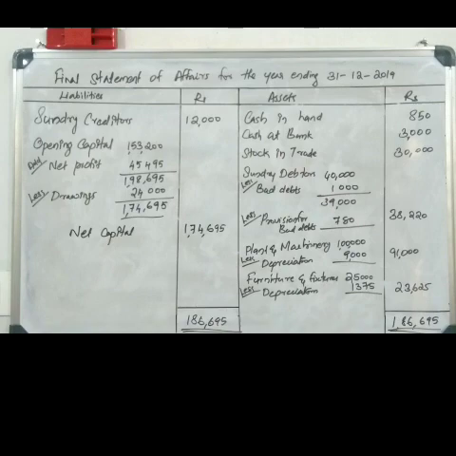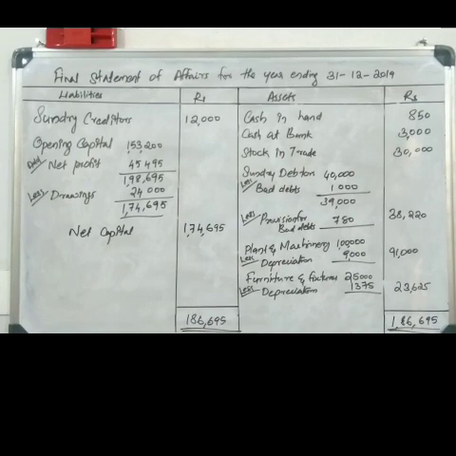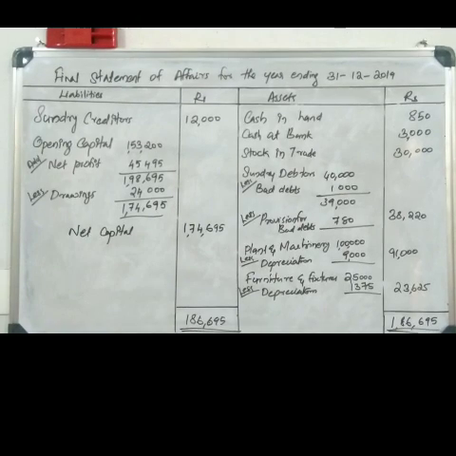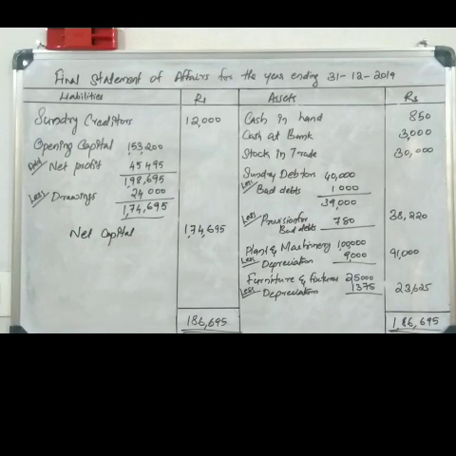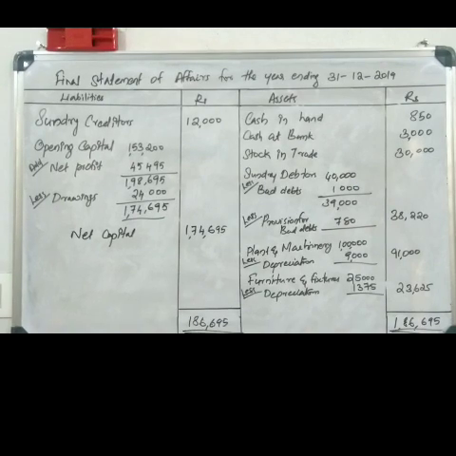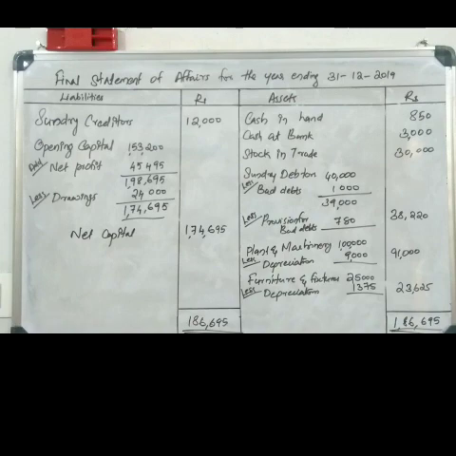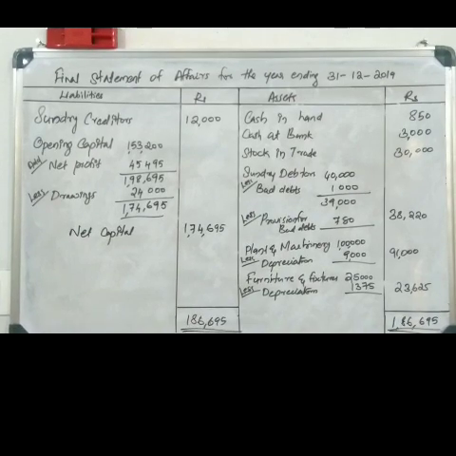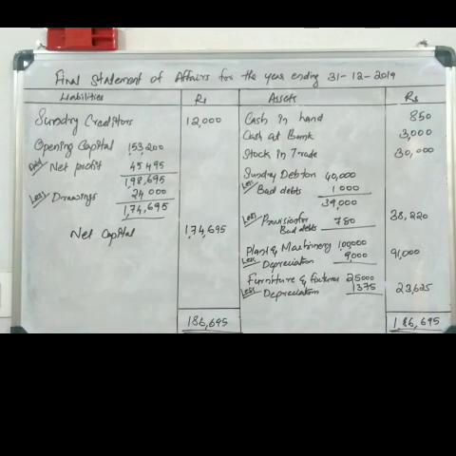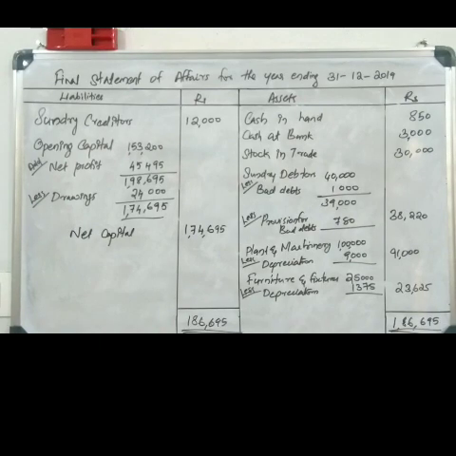So sundry creditors, which is a liability, that to the suppliers we have to pay back, which is 12,000 rupees, and the balancing figure is the net capital. So what is the net capital? Net capital is opening capital plus net profit minus drawings. So what is the opening capital? Opening capital is 1,53,200. We should add net profit of 45,495. So we get 1,98,695. From that we have to deduct the drawings 24,000.